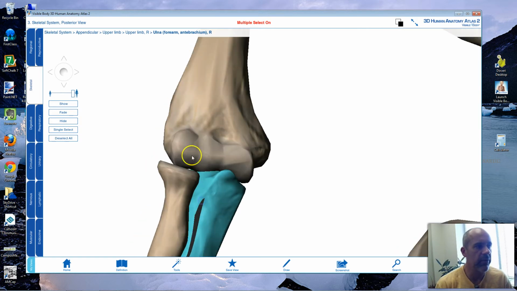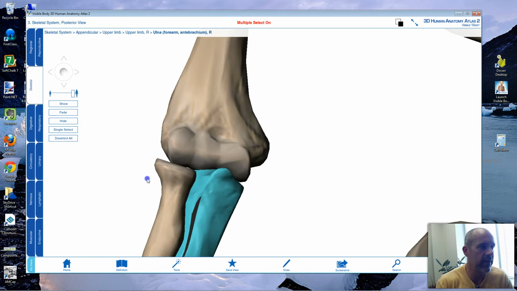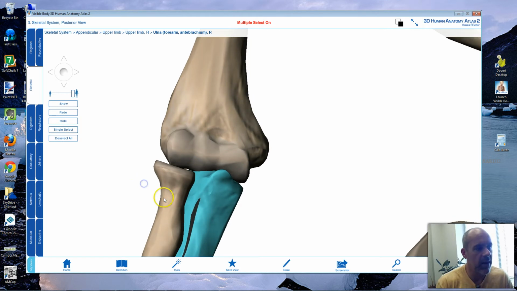Okay, and then now over here, the capitulum, which is lateral. The trochlea, the hourglass-shaped feature on the humerus, is medial. The capitulum is lateral. And remember, you got to think about these bones being in anatomical position when we're talking medial and lateral and left and right and so forth.